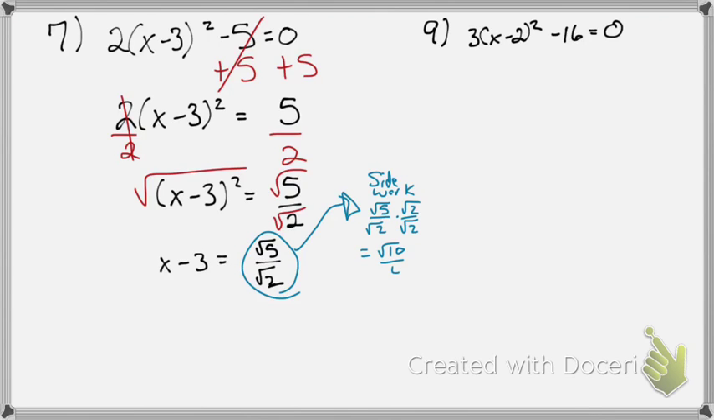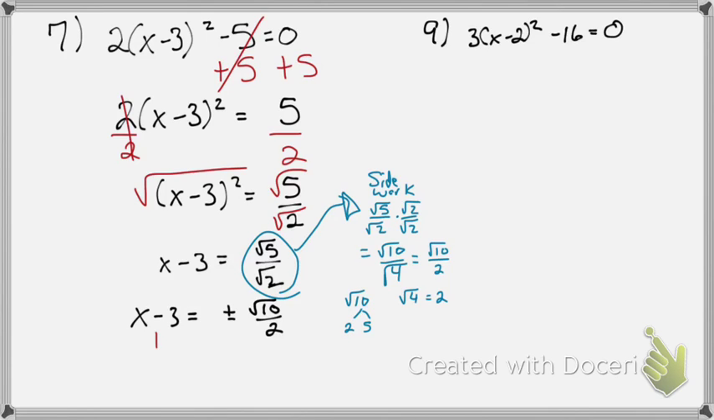When we do that, that's going to leave us with square root of 10 divided by the square root of 4. 10 only reduces to 2 and 5. 4 reduces to 2. So we've got the square root of 10 divided by 2. Going back to our problem, we've got x minus 3 is equal to plus or minus square root of 10 divided by 2 when we plug it back in.